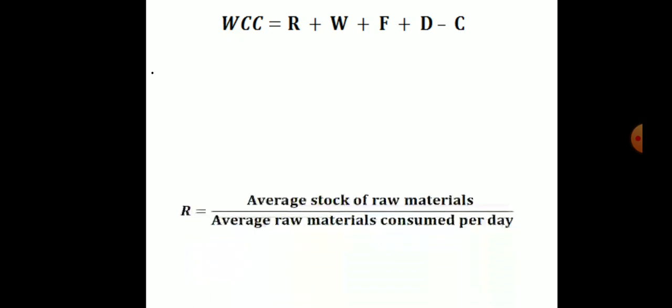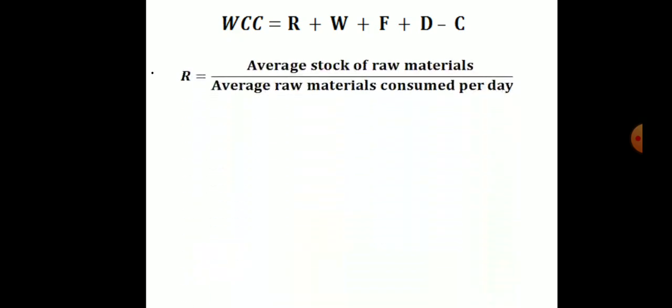Next we will calculate the working capital cycle, or operating cycle. The formula is R plus W plus F plus D minus C. R is raw material, W is work in progress, F is finished goods, D is debtors and C is creditors. First we will calculate the value of R. What is the formula? Average stock of raw material divided by average raw material consumed per day. For that, I have made a note: average stock of raw material, average RM I have given.